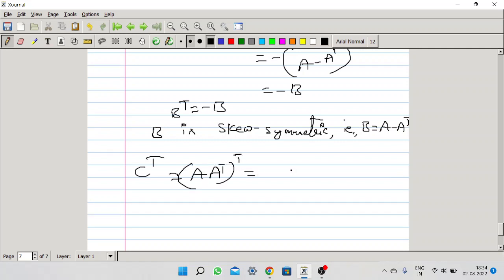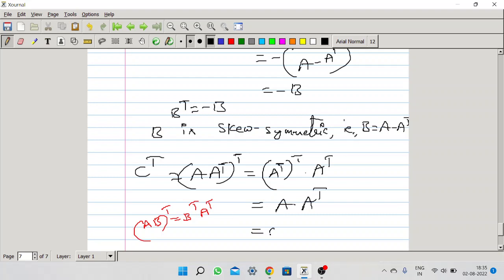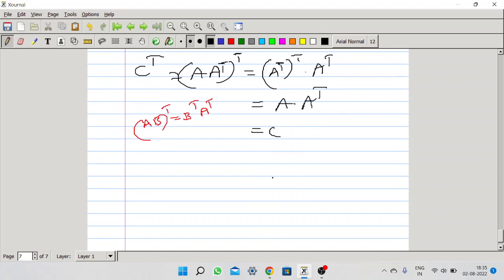I think you might have studied the property. I'm writing inside. We have AB whole transpose equal to B transpose into A transpose. I'm using this property here. So what we will get is A transpose whole transpose into A transpose. This is nothing but A into A transpose. So this is equal to C. What we have is C transpose equal to C.